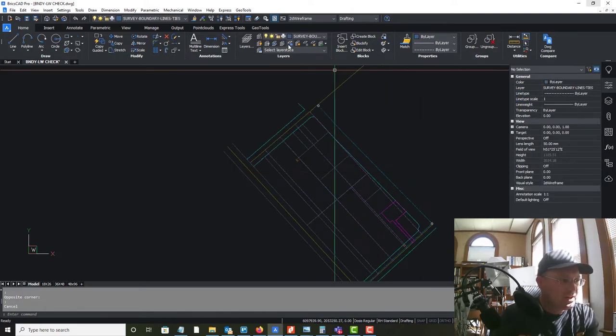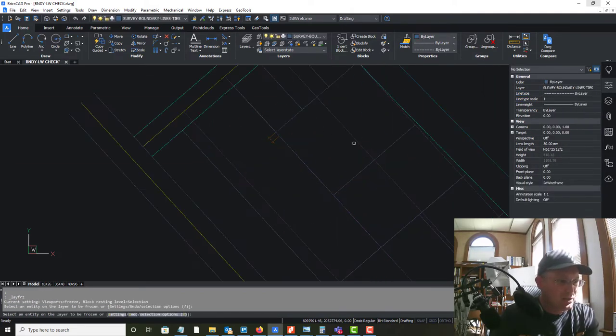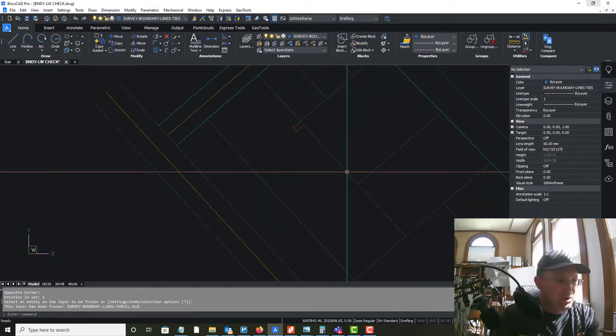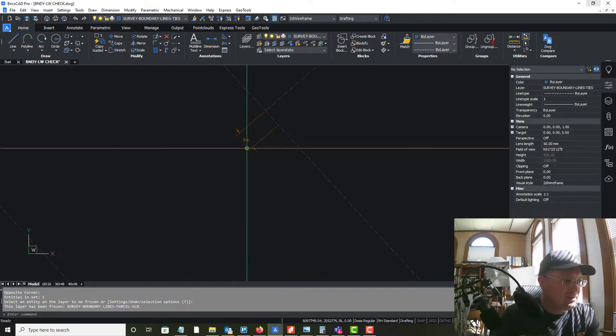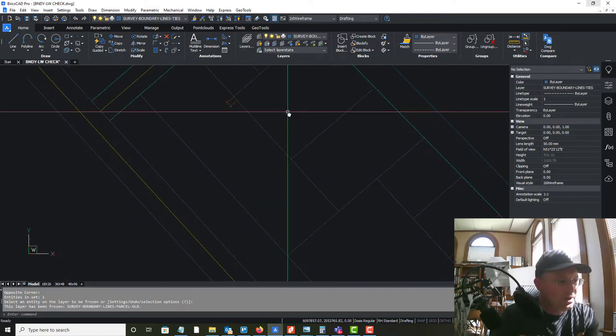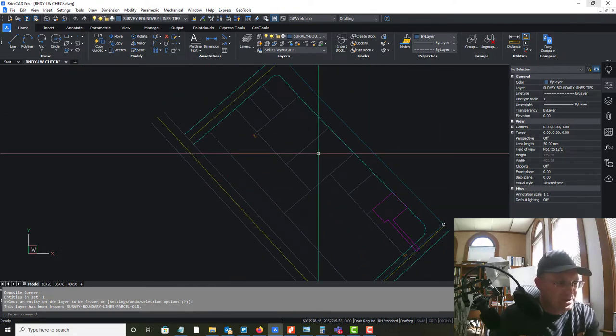Okay, and so if we go ahead, we can come in now and freeze the old block, the old lot lines, and this is what the block actually looks like. And so with the exception of this 9.5 feet here and the 1.5 feet here, I think this fits together really good. I think this 9.5 feet was a typo.